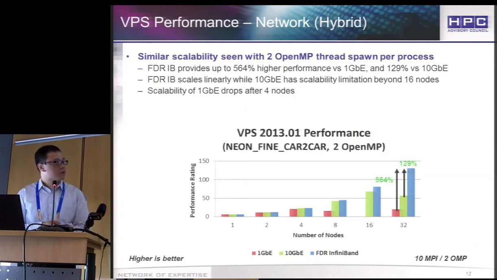Coming again, we are showing the network comparison. This time around is with the 2 OpenMP threads for hybrid.